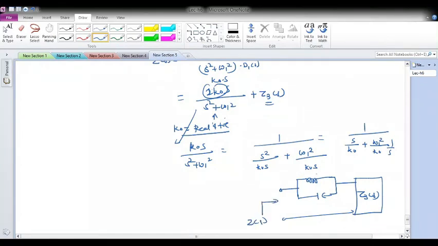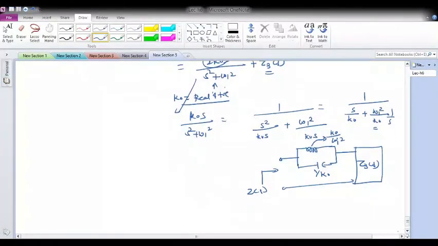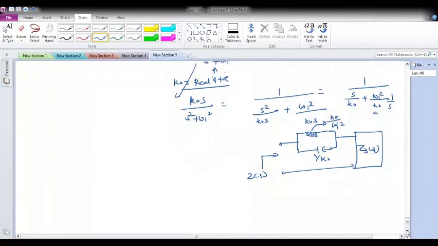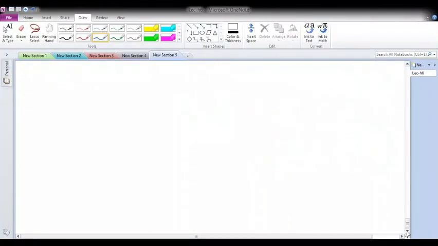So what is the value of the inductor here now? It will be k0 over omega 1 square, and the value of the capacitor, which is Cs, is 1 by k naught. So this is basically a parallel resonance circuit. This way you can remove the simple pole on the j omega axis.